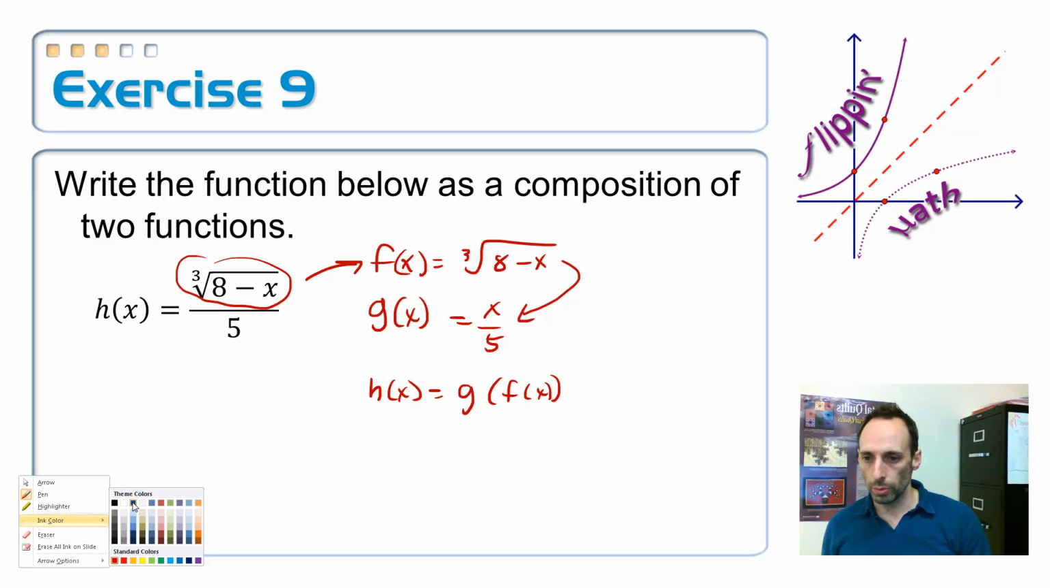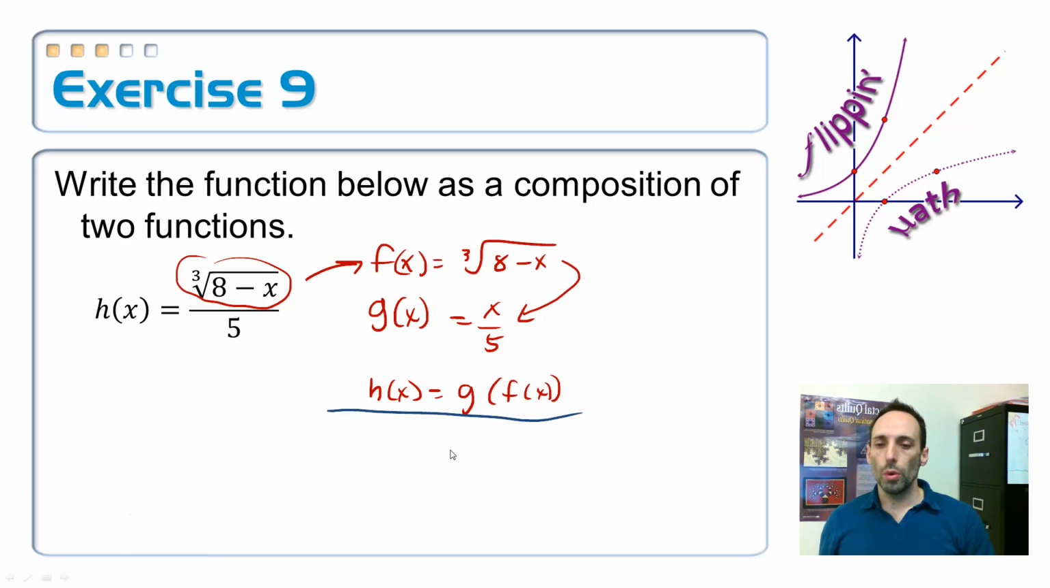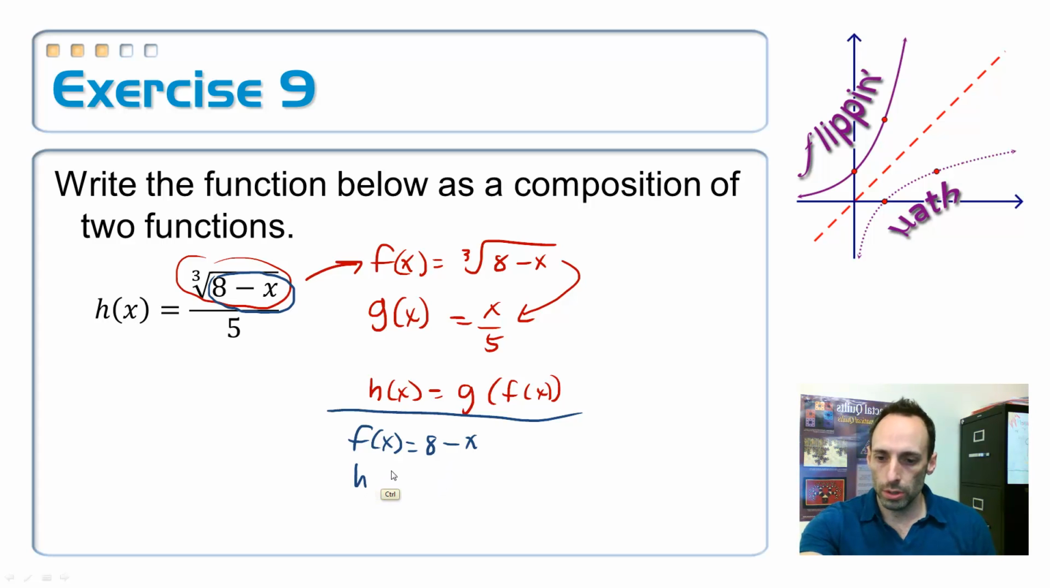Let's do this one other way in blue here. What if I just said the interior function is just this part right here? So f of x is equal to 8 minus x. Think of that part as being a whole, and what is the exterior function that's left over? Here we go. g of x is equal to, I would have the cube root on top, so the cube root of x over 5. And this thing would have to go inside the g of x function.